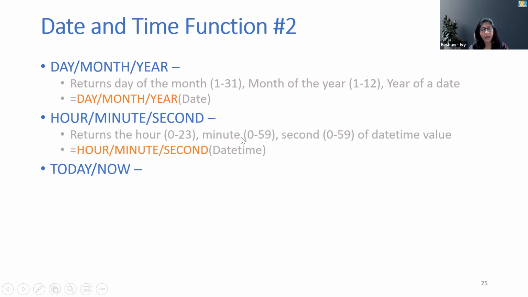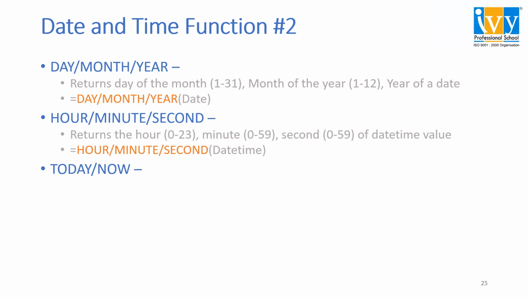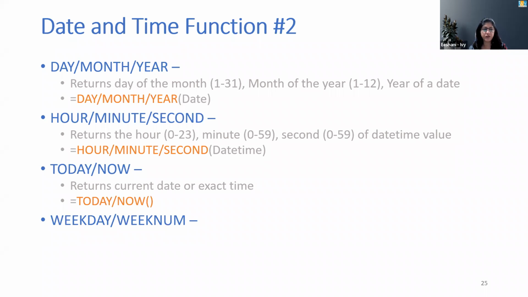And what is the function of today function? Today gives today's date. And now? Now is current date and time. Now gives date and time, current date and time, and today gives today's date. Okay. So you can use these functions for this purpose.